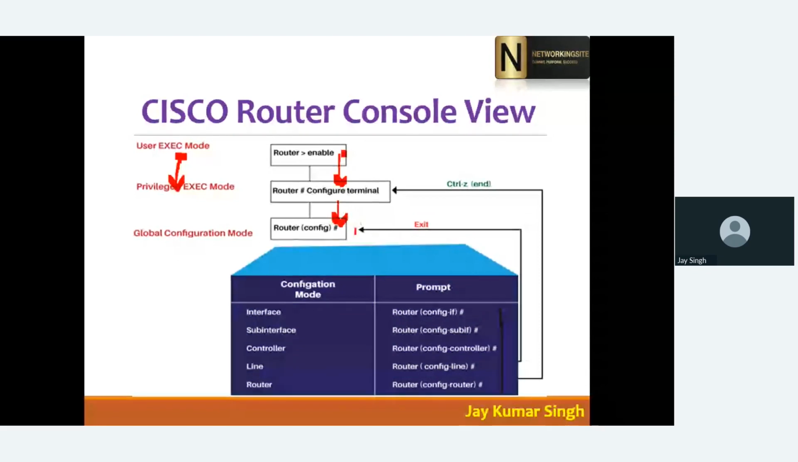And now, when you want to exit, there are some commands. You can type exit. When you type exit, you will move from configuration mode to privilege mode. Again, if you type exit, you will move from privilege mode to user mode. And there are some shortcut commands also. You can type end, or you can type Ctrl+Z.